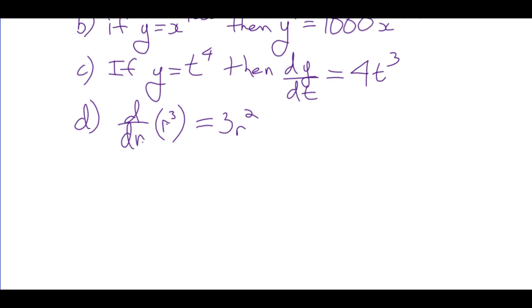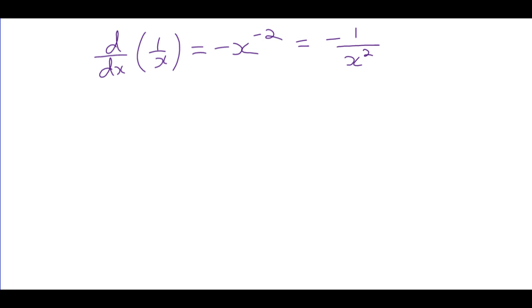What then? What's this? Negative x. Negative x to the negative 2. What's another way to say that? Negative 1 over x squared, right?